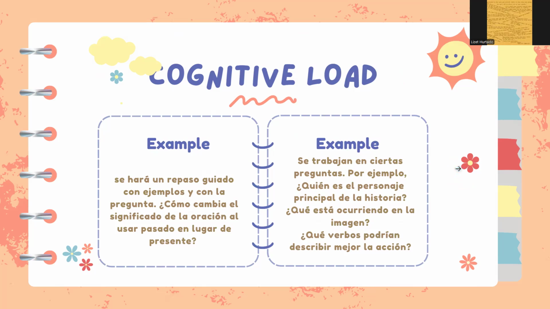Another example can be when we're working on stories in writing, which is the most difficult part for them, to improve their writing in Spanish. And we usually do it through stories. We ask, ¿quién es el personaje principal de la historia? ¿Qué está ocurriendo en la imagen? ¿Qué verbos podrían describir mejor la acción?